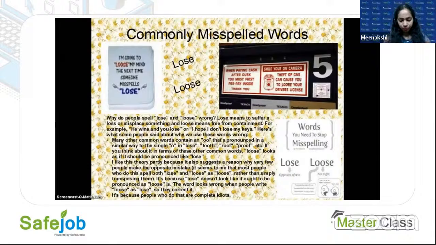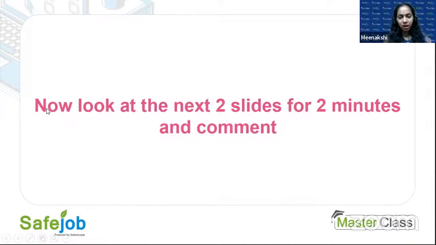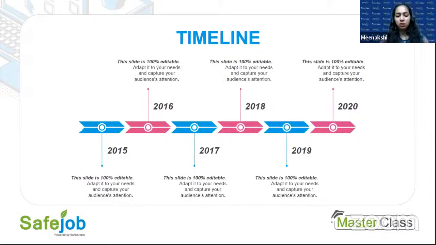Okay, so next slide. Now look at the next two slides for 2 minutes and comment. Okay, now you are supposed to look at the next two slides and take down the comments for them as well. Then we'll talk about why I talked about both of them. So first slide. Just look at this, guys. Please forget what's written, forget the material. Just look at this slide.